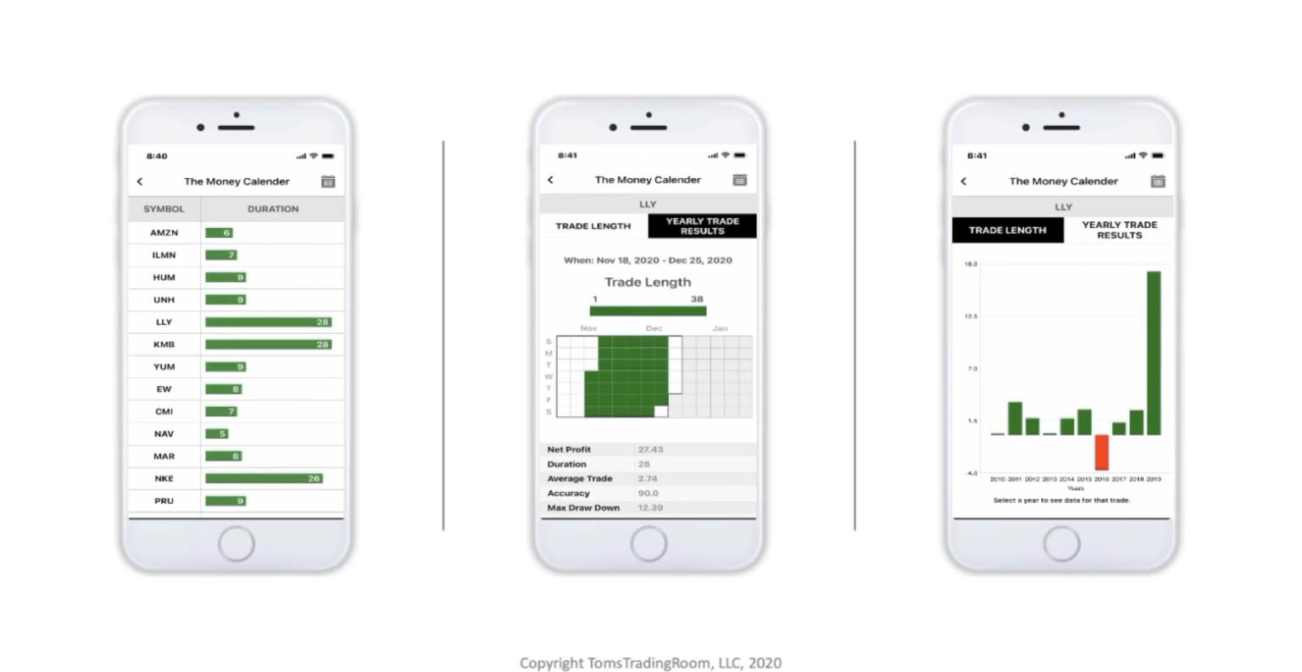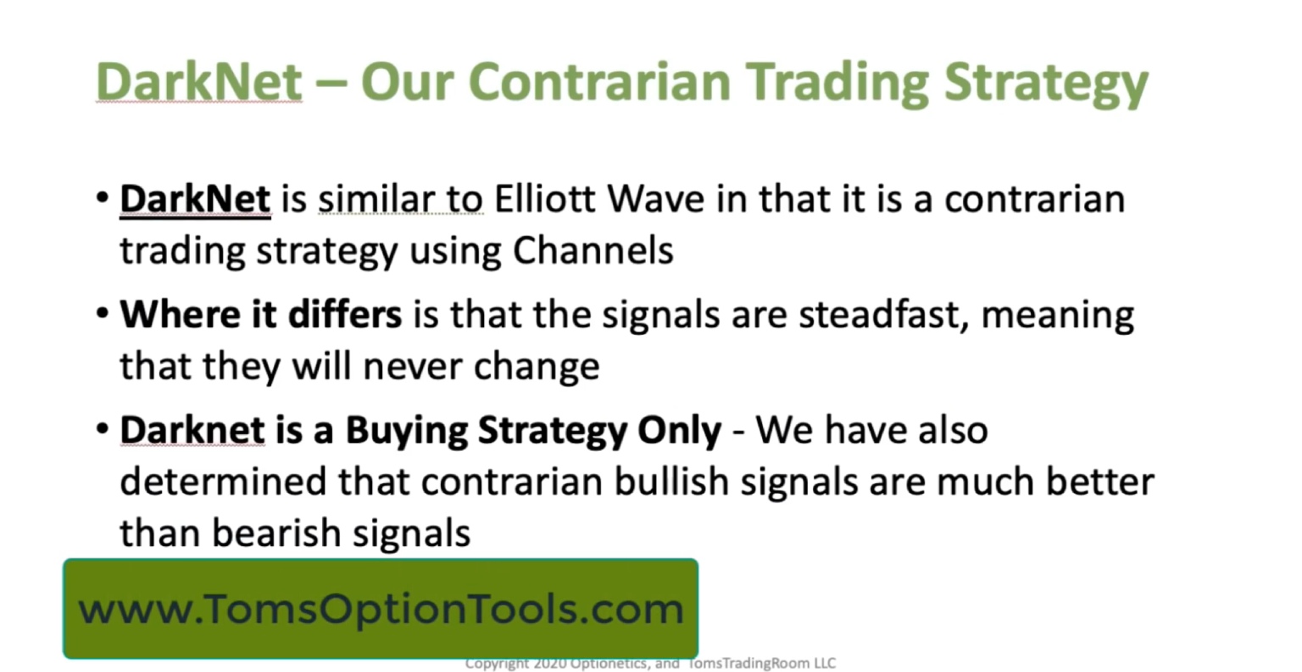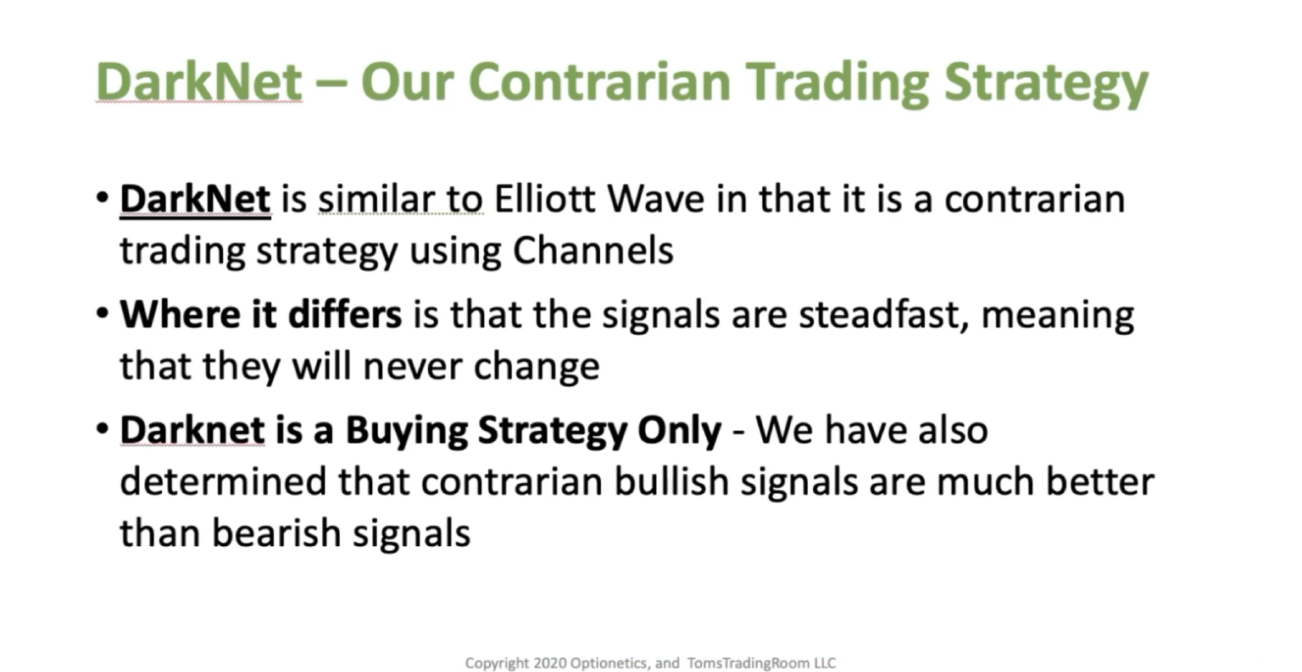Let's talk about our next app, and that is something we call Darknet. Now, Darknet is our contrarian trading strategy, and it's similar to Elliott Wave. If you've ever heard of the Elliott Wave theory, where we look at wave patterns up or wave patterns down. Now, where it differs from Elliott Wave is that we use channels to find buying opportunities, and we actually use long, short, and intermediate term channels. We call them channel collisions.